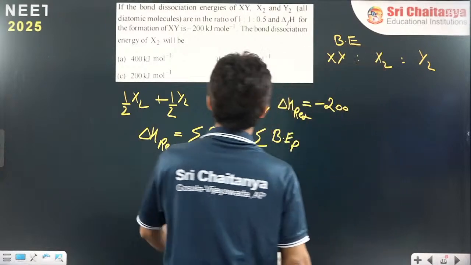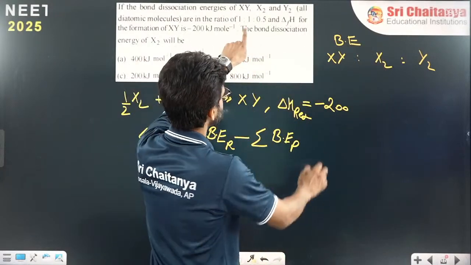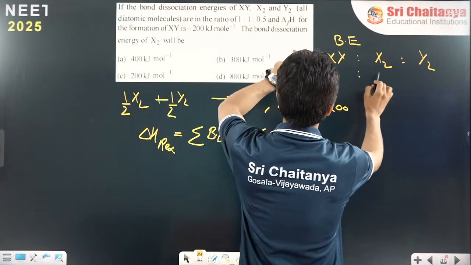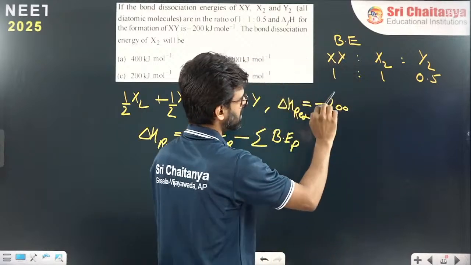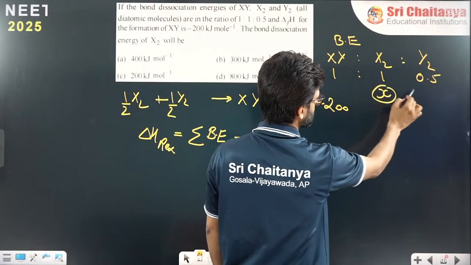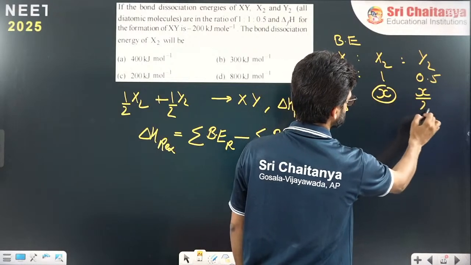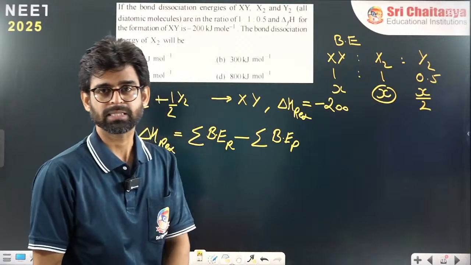And in the question they are asking for x2, right? Imagine for x2 they gave a ratio. They gave ratio 1:0.5. If I will take this as x, imagine it is x. So it is how much? X by 2. It is how much? X. Bond energy I am assuming like this, right?